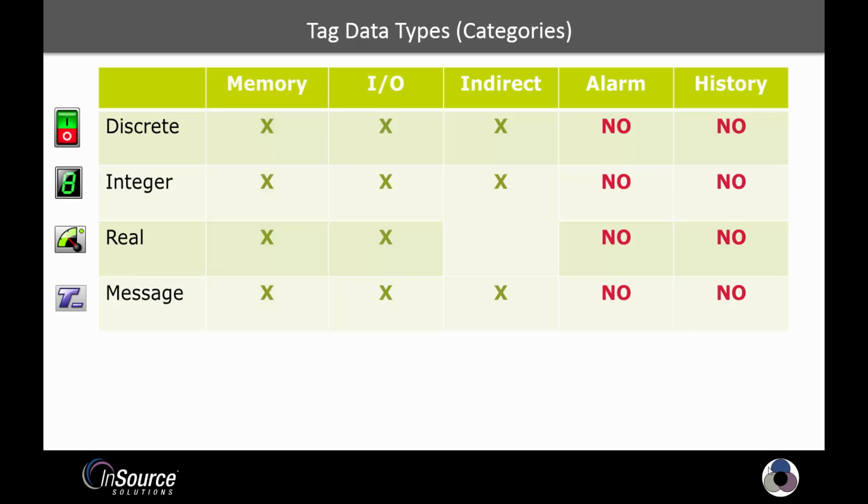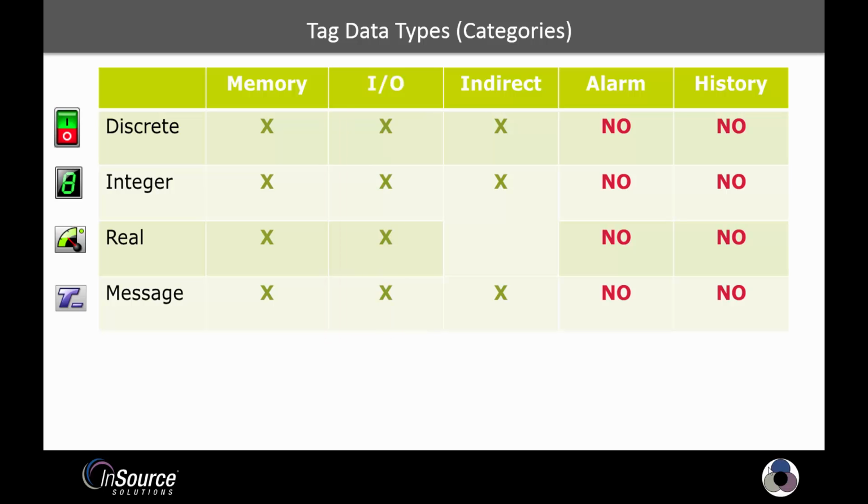The next category is called I/O. I/O means that the value comes from a PLC or an external device. We're going to see I/O in a little bit with regards to what is necessary when we set up an I/O tag. So we can have I/O discretes, I/O integers, I/O reals, and I/O message tags.